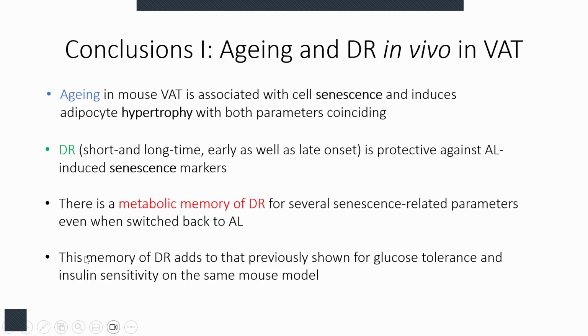And this memory effect of the DR is in good alignment with previously shown experiments on the same set of mice, where it was also shown that glucose tolerance increases and insulin sensitivity keeps going. That means insulin insensitivity is less pronounced.